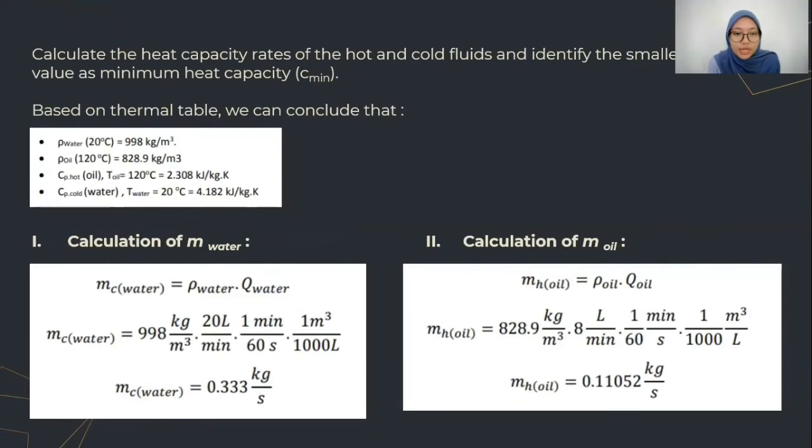First and foremost, we have to find the mass flow rates of the fluids. So this is the step where we have to find the fluid properties from the thermal table, which include the density and the heat capacity of water and oil at the prescribed temperature. Then from that, we can find the mass flow rates by using the formula shown here. The mass flow rate of water is 0.333 kg per second, and the mass flow rate of oil is 0.11052 kg per second.